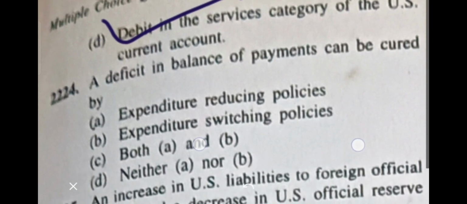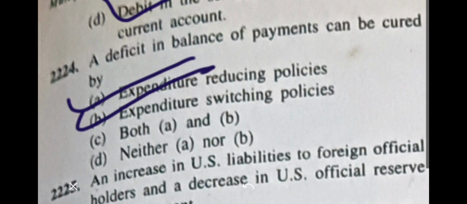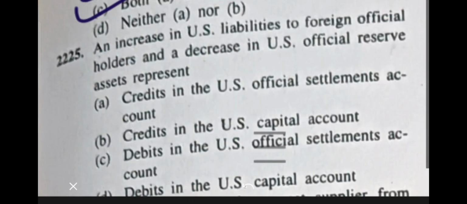A deficit in balance of payment can be cured by expenditure reducing policy, expenditure switching policy, so both A and B. An increase in US liability to foreign official holders and a decrease in US official reserve asset represent debit in the US official settlement account.